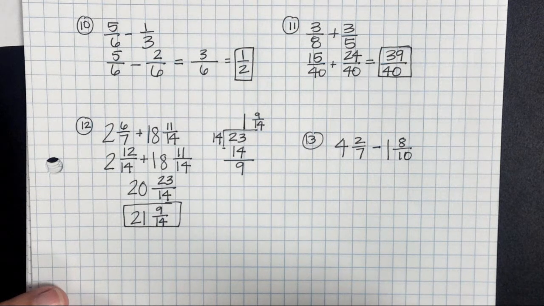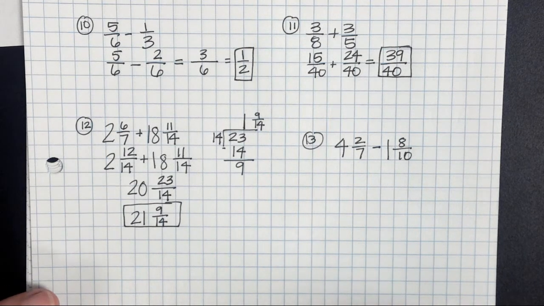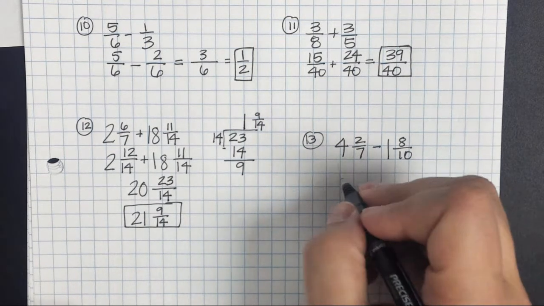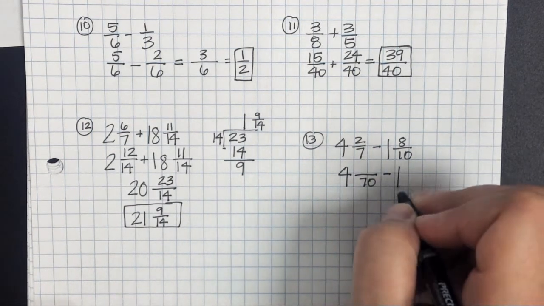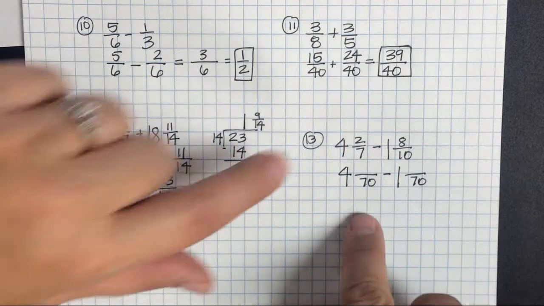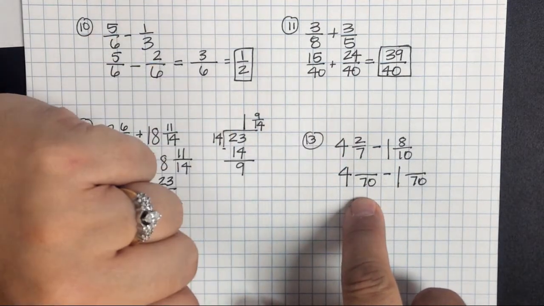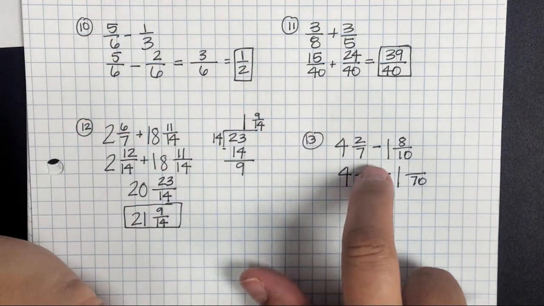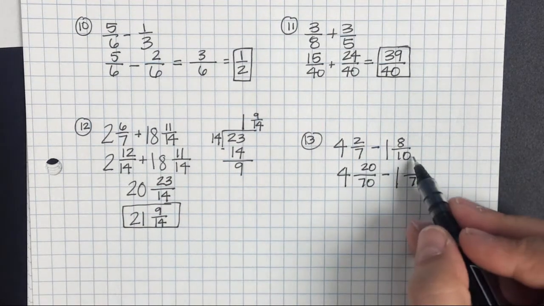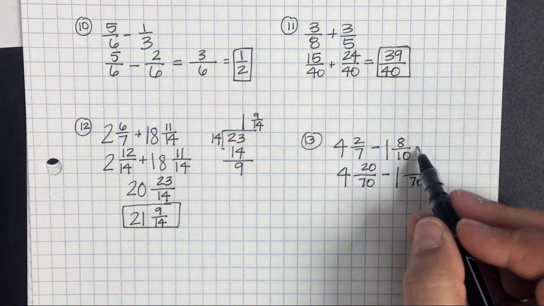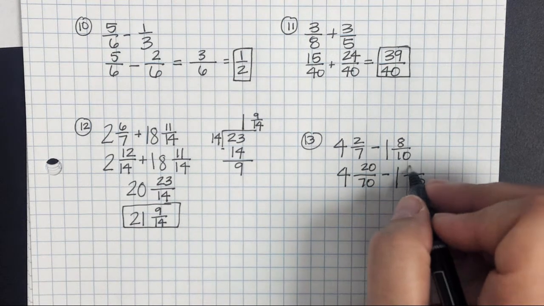No, there's not anything else. Just 70. 70 would be right. I know that seems large, but that is your least common multiple. So what did we multiply 7 by to get 70? 10. So 2 times 10 is 20. What did I multiply 10 by to get 70? So 7 times 8 is 56.